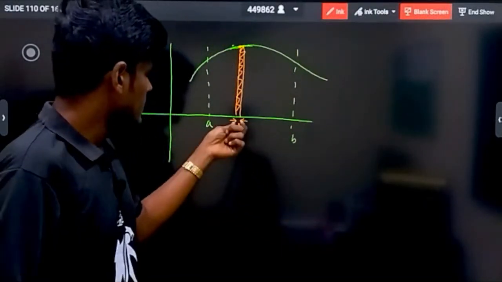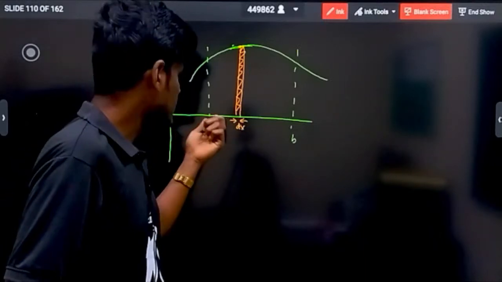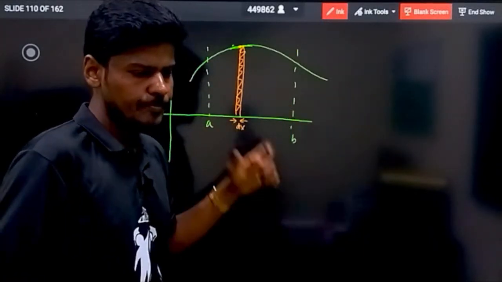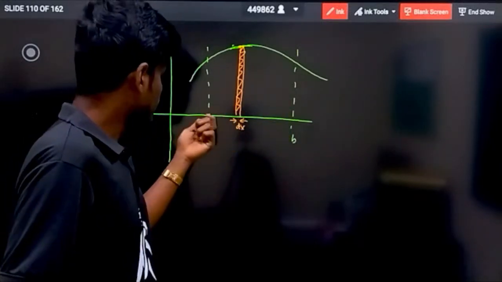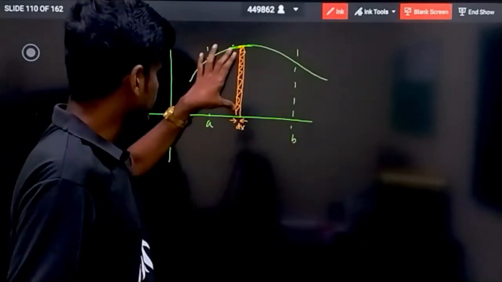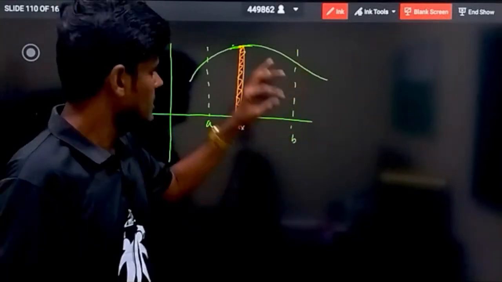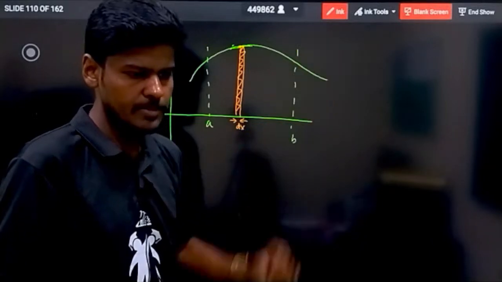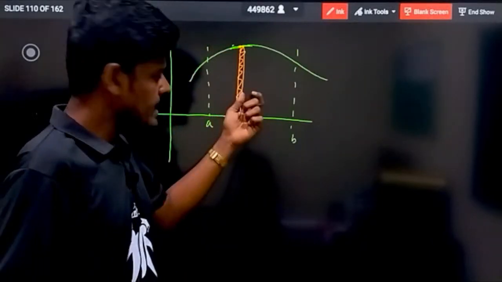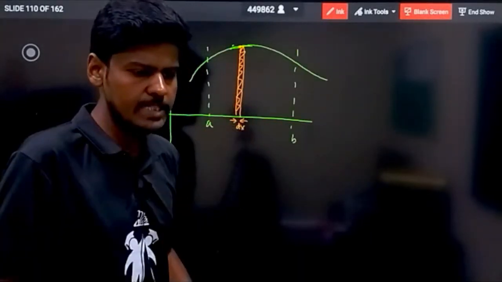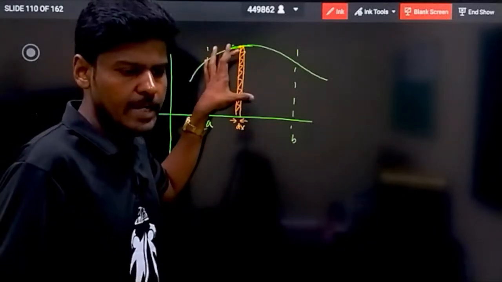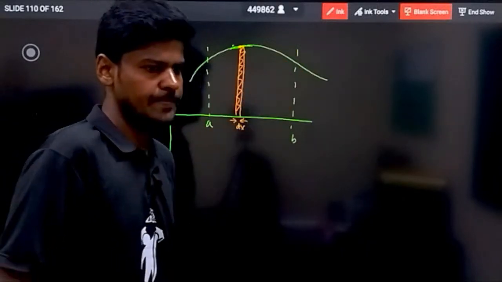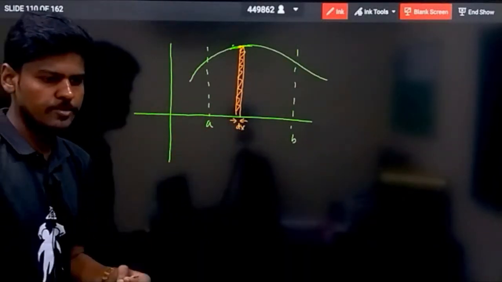Now we move this dx, the width of this strip, along the entire length from A to B. Then what will we get? We move this dx along this length, find the area of each strip and add them. The top point is the y value, so we are adding all these y values. This represents the area because we have width dx and length y. So the answer is area equal to integral of y dx. That is how we get this formula.